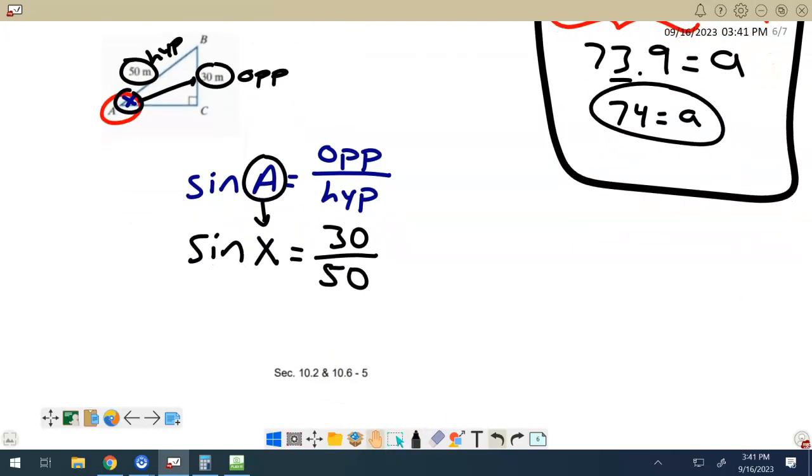Your first instinct might be, okay, if you want to get x by itself, divide by sine on both sides, right? So you might think that this would be a way to approach that. Unfortunately, that doesn't work because this is not multiplication. This is not sine times x, right?